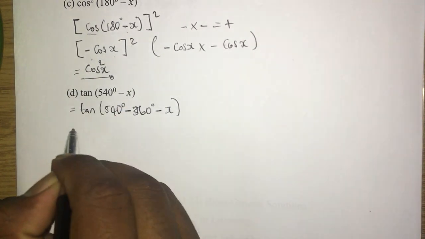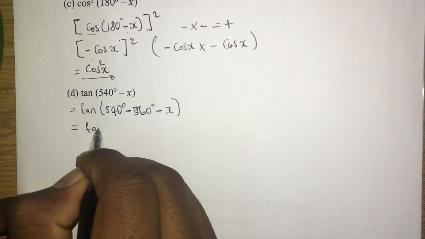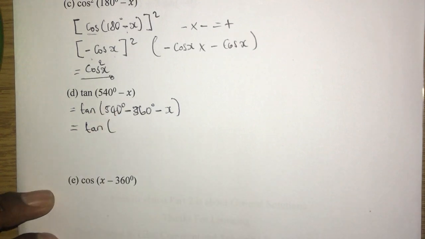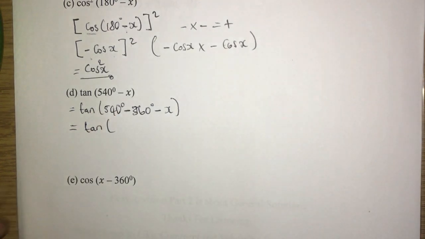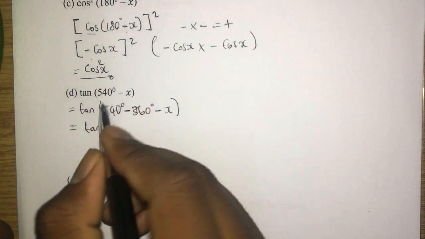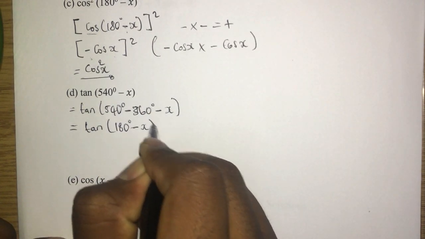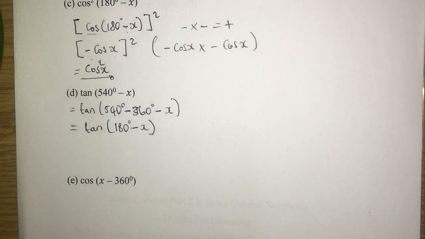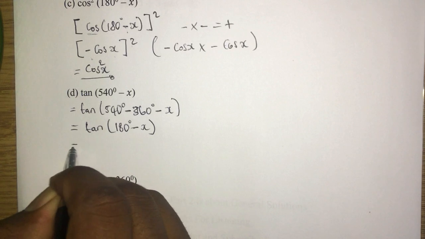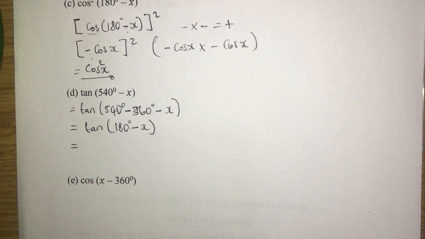So then in this problem you can even use your calculator and say 540 minus 360, it is 180. Now I'm used to 180. Remember, I'm used to 180. So tan(180 minus x). Now it's very easy, I can simplify this further.